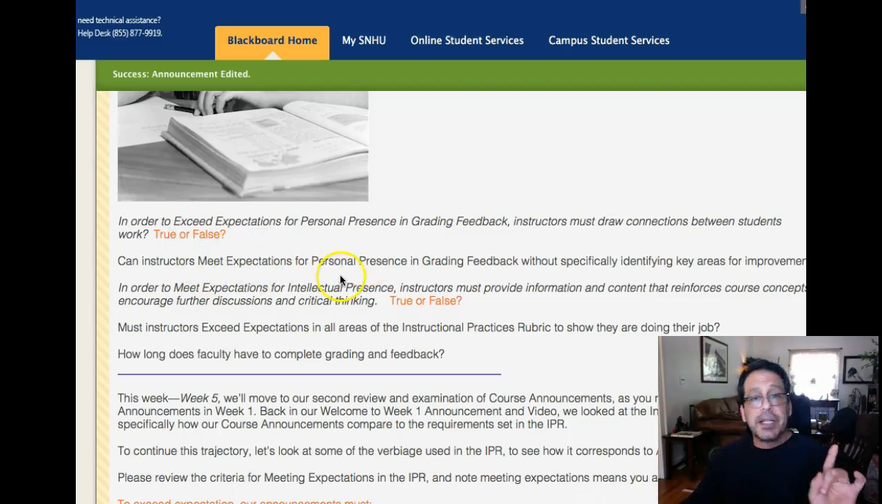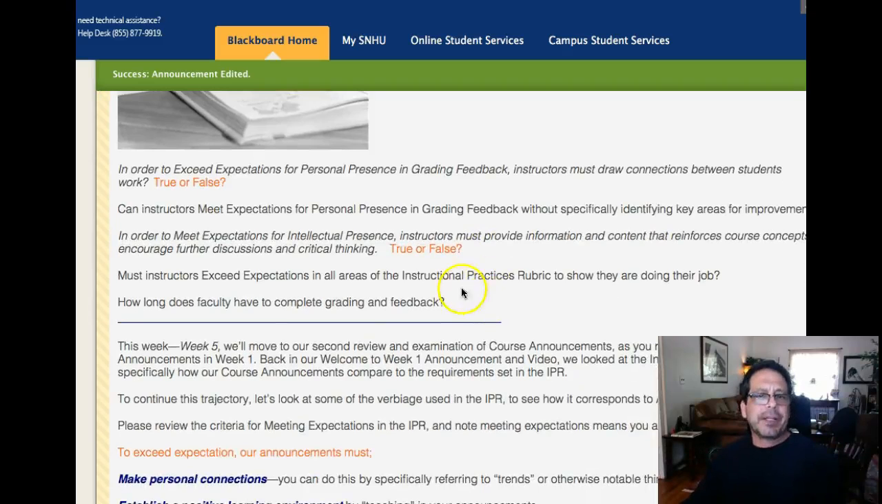Can instructors meet expectations for personal presence in grading without specifically identifying key areas for improvement? Of course, that's not true. We have to identify key areas for specific improvement individually per student in our grading and feedback in order to meet expectations. In order to meet expectations for intellectual presence, instructors must provide information and content that reinforces course concepts to encourage further discussion and critical thinking. Is that true or false?